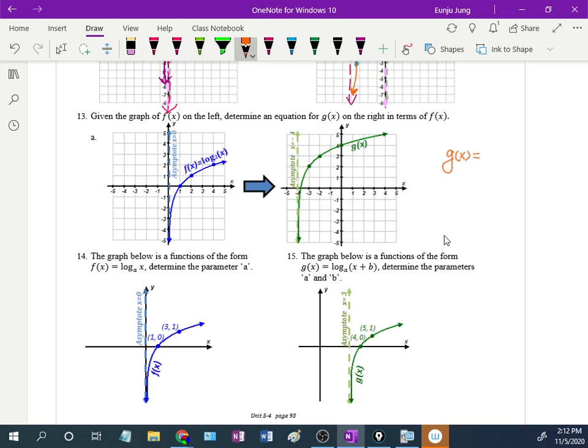So let's see what happened here. I noticed that the vertical asymptote is changed. What happened? That moved to the left by 4, right? So in the equation, what do I need? Log with the base 2 of parentheses x plus 4 or minus 4? It is moving to the left by 4, but I don't put negative 4. I need to put plus 4, right? Okay.